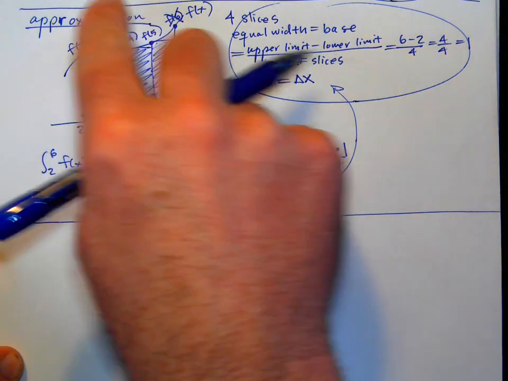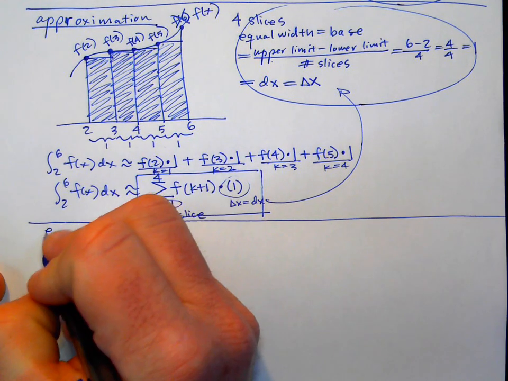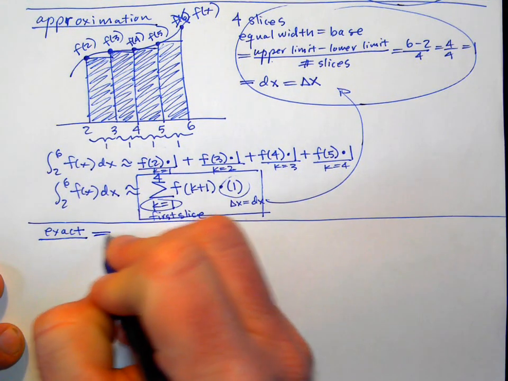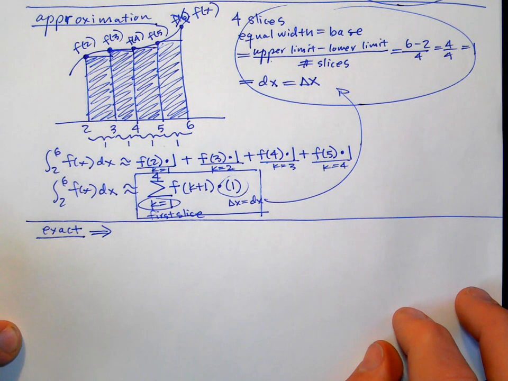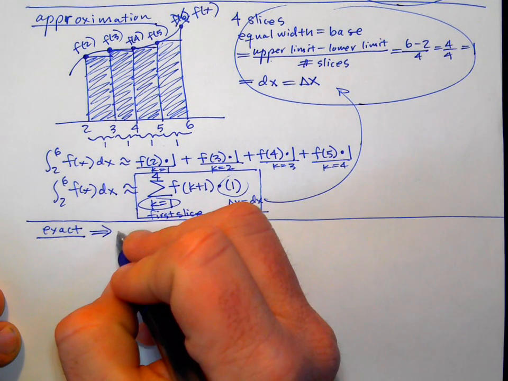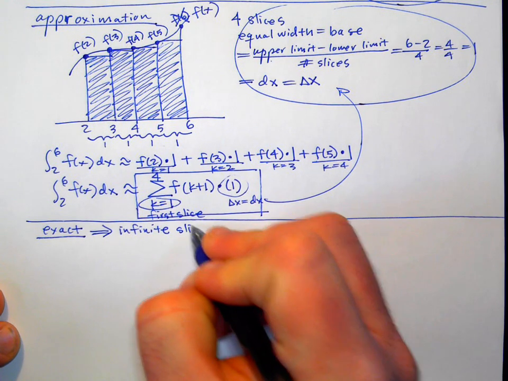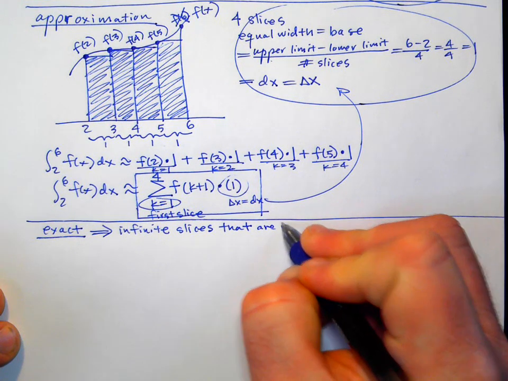Now, here's the deal. That's an approximation. What I want to get into today is getting the exact answer using this approach. Now, to find the exact answer, and this is an idea that we've been talking about for a long time, we could just do more slices, make them thinner, and it'll get better. And if we make them infinitely thin and infinitely many slices between 2 and 6, it will approach the correct answer. So I'm going to say infinite slices that are infinitely thin.